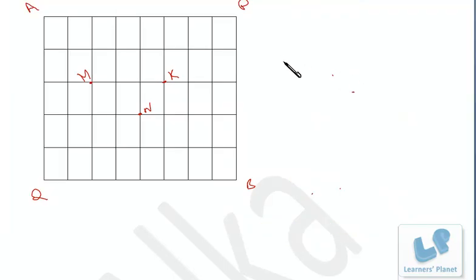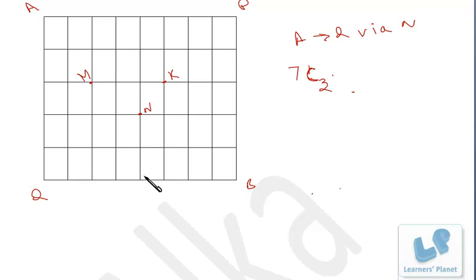Now we have to go to the third, A to Q via N, right? So first of all we have to go to N. So that's 1, 2, 3, 4, 4 horizontal steps, 1, 2, 3, 3 vertical steps. So in all 7 steps, or we can say 7C3, or 7 factorial by 3 factorial, 4 factorial, right? Now we have to go to Q.